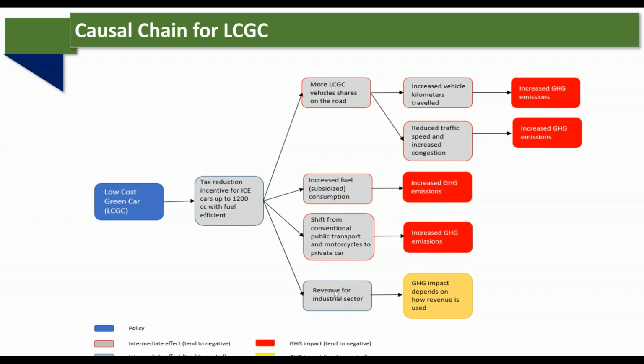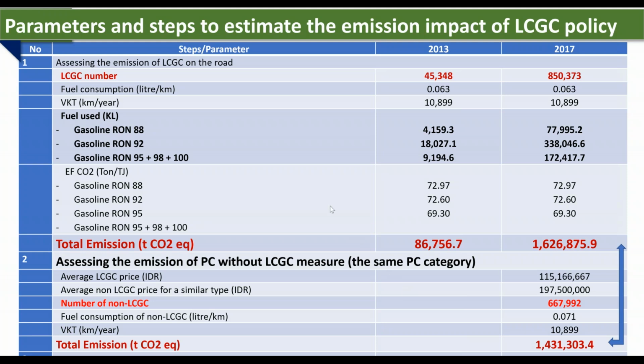But the government also gets revenue from the industrial sector, though the impact depends on how the revenue is used. So according to the ICAT guidelines, we got these results. You can have a look here from 2013 up to 2017, the LCGC number with the policy. In 2013, 45 something thousand vehicles. In 2017, it becomes 850,000 something cars.